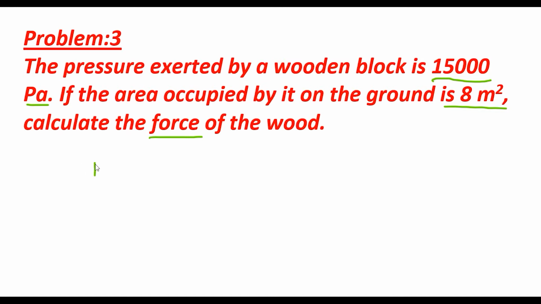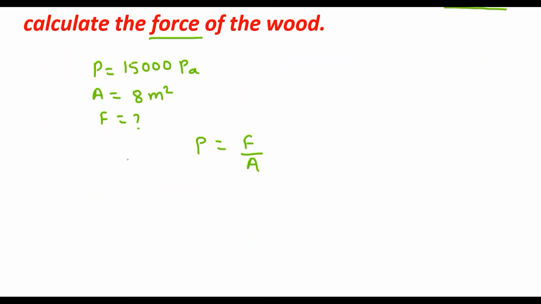So first of all, write the given. Pressure is given 15,000 Pascal, and area is given 8 meter square. Calculate the force. So we know that pressure is given by force by area. So we have P as 15,000, then F, we have to find F, and A is given 8. So just by doing cross multiplication we get F.